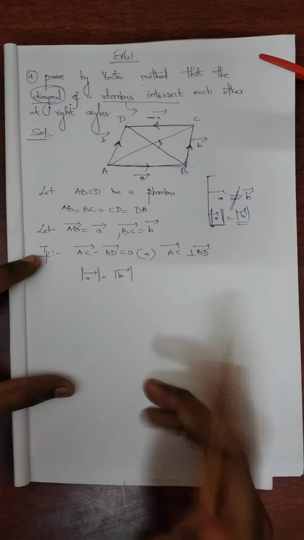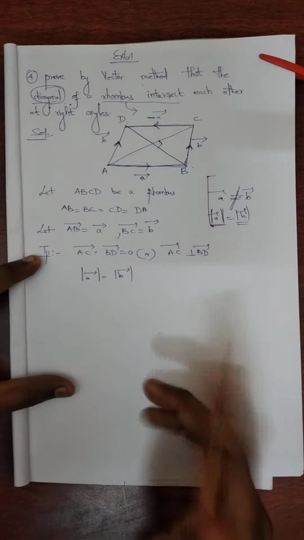So I need to write AC vector. What is AC vector? This is the diagonal AC vector. This is the head, this is the tail. A vector plus B vector. Next I am going to see BD vector. BD vector is equal to, I can move on this side. This is BD vector, head and tail. B vector minus A vector.